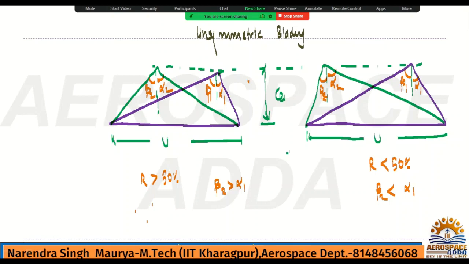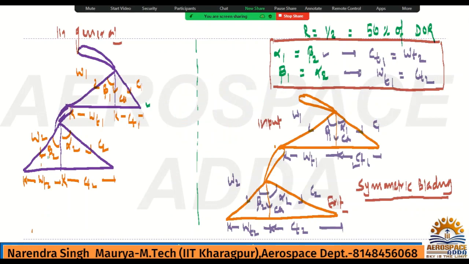So beta 2 is greater than alpha 1 when R is greater than 50%, and if you want to write in terms of the velocity components, definitely CT1 will be less than WT2 because beta 2 is greater, hence WT2 will be greater. And here beta 2 is less than alpha 1, so WT2 will be less than CT1. So that relation you should know, otherwise not required, but yes, this result is very powerful. So make it an important point here.